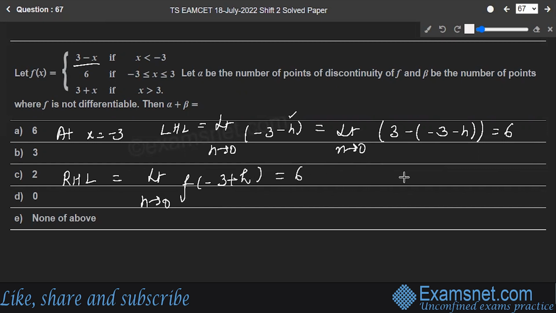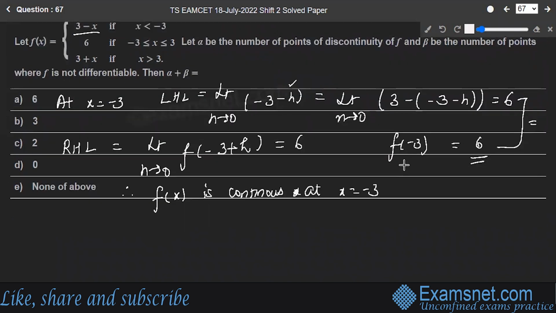You know, f of minus 3, if I'm putting f of minus 3, is going to give me 6. Now these both are equal. Therefore, the function is continuous at x is equal to minus 3. Right? Because both of these are equal.